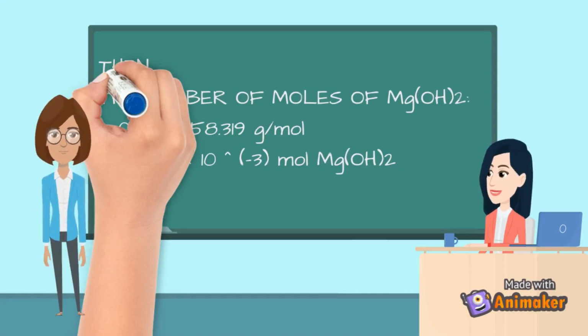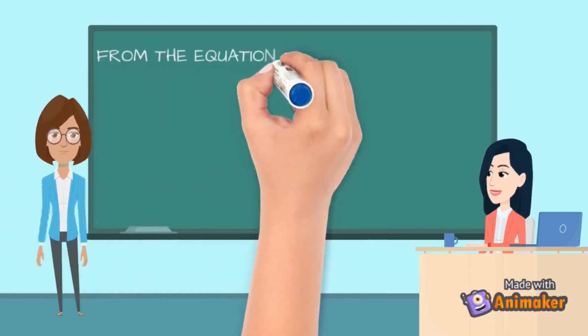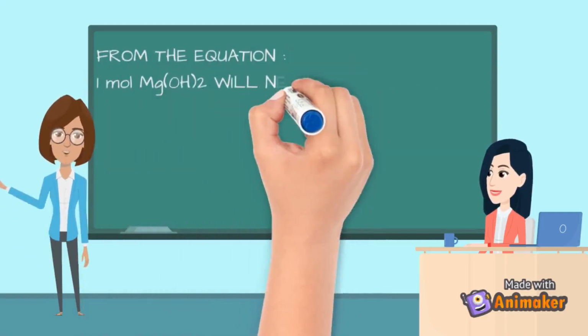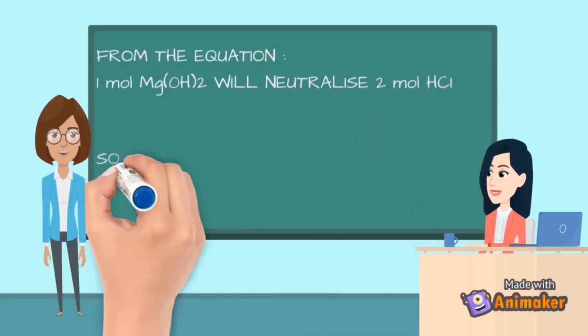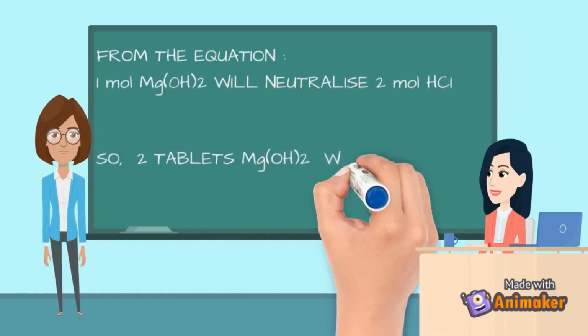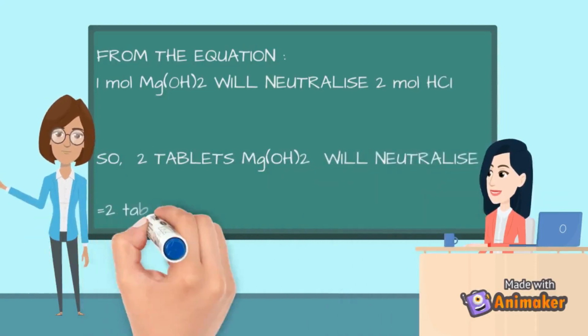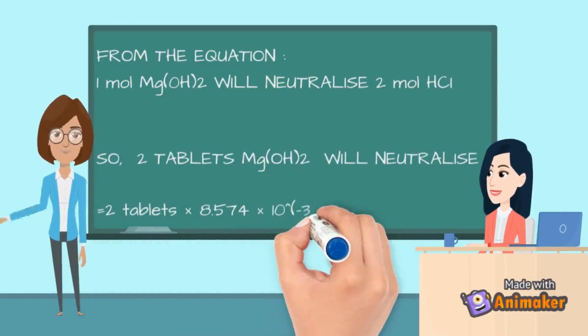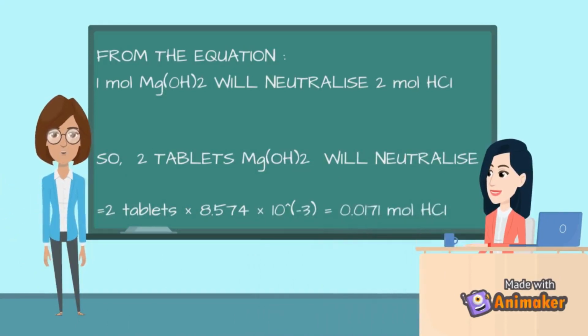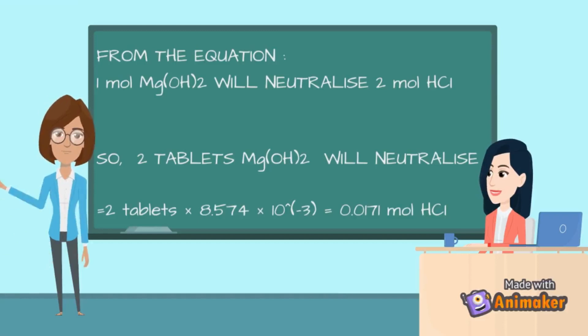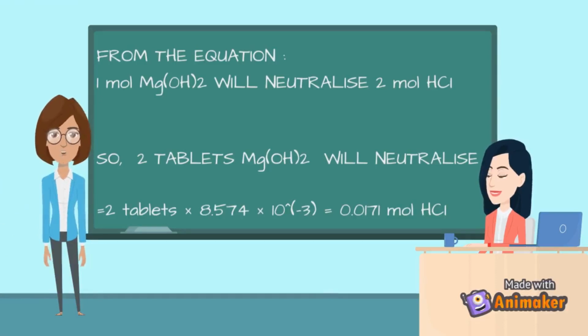So now, we know that from the equation, 1 mole of magnesium hydroxide Mg(OH)2 will neutralize 2 moles of hydrochloric acid HCl. So, 2 times 8.574 times 10 to the negative 3. This is equal to 0.0171 mole. This means that 2 tablets of magnesium hydroxide Mg(OH)2 will neutralize 0.0171 mole of hydrochloric acid HCl.